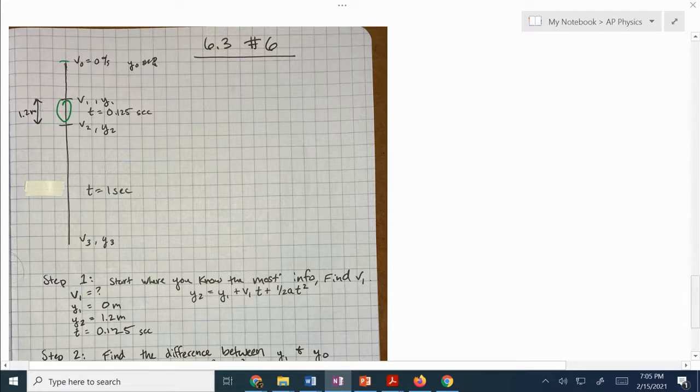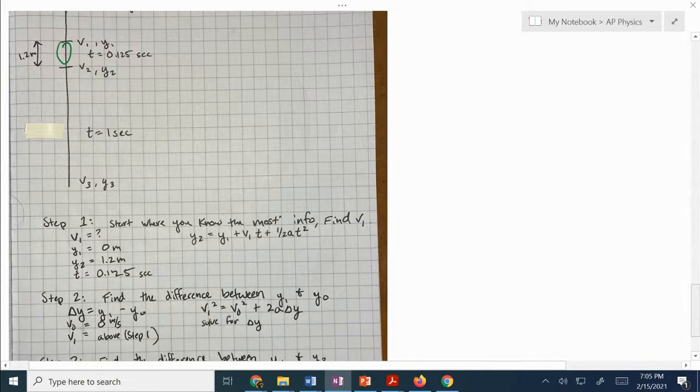So taking a look at the hints that I gave you here, I said step 1, start where you know the most information. What we really want to do is figure out what V1 is. To do that, what I did was temporarily set Y1 equal to 0, because it doesn't really matter what it is. What I'm really just looking for is the difference between Y1 and Y2. Because what I do know is that Y2 minus Y1 is equal to 1.2 meters. That's what I know.